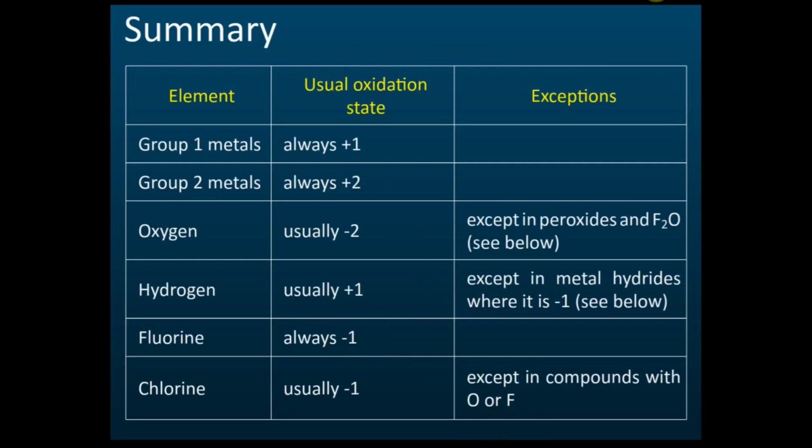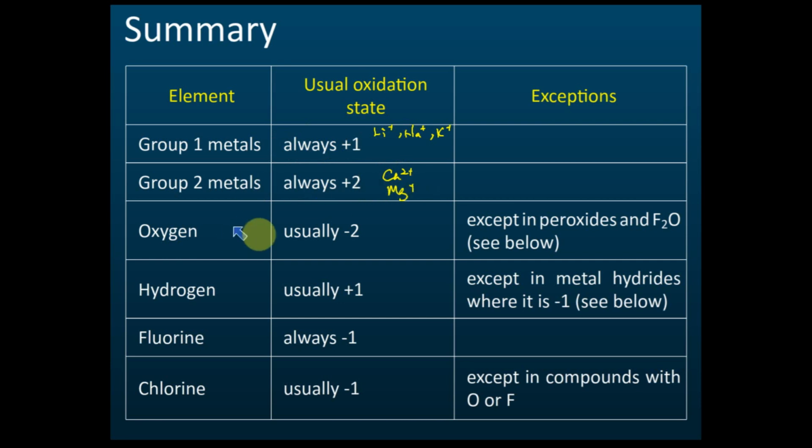Very good. So this is a summary. For group 1 metals in the periodic table, the oxidation number is always +1. For group 2, the oxidation number is always +2. Group 1 includes lithium, sodium and potassium, and group 2 includes, for example, calcium and magnesium.